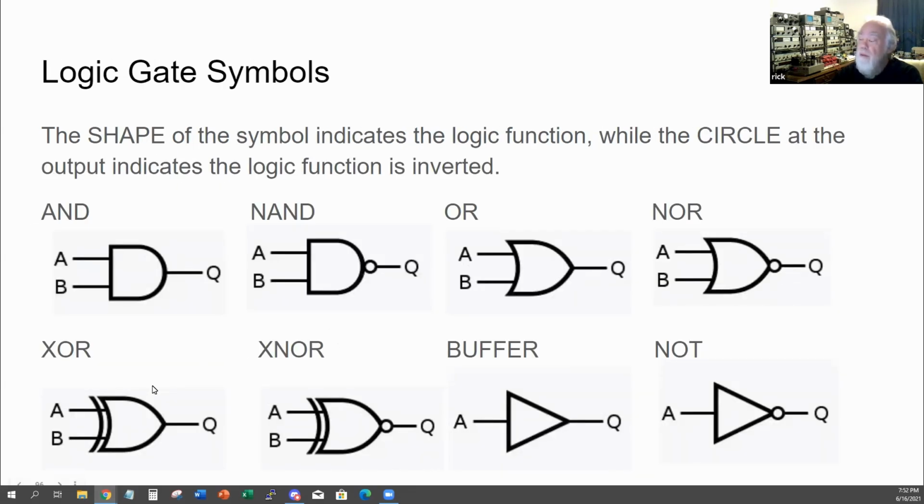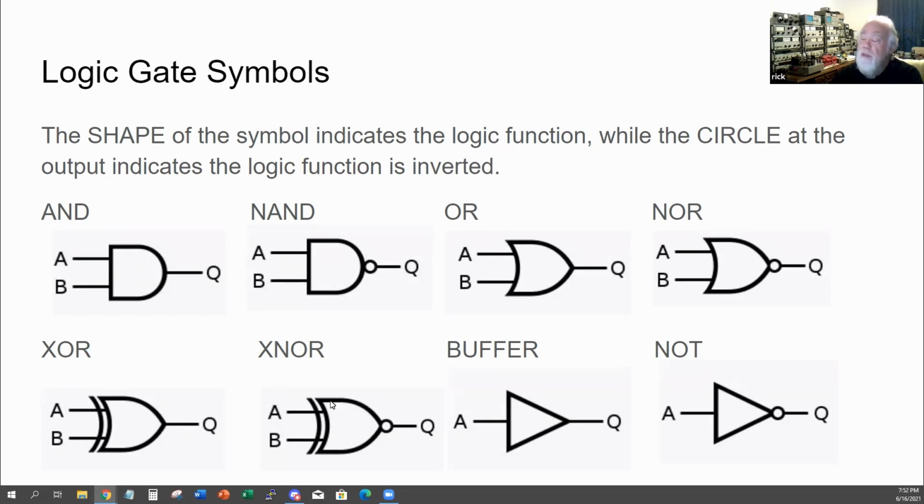Another gate we have is called the exclusive OR gate. And in this case, only A or B can be true for a true output. If both A and B are true, or if both A and B are false, it's always a 0 or false output. But if either one or the other is true, then we have a true output, as compared with the OR, where either one true makes it a 1 output, or both true makes it a 1 output.